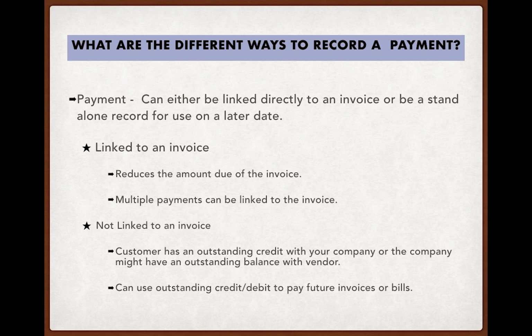What are the different ways to record a payment? Payment can either be linked directly to an invoice or be a standalone record for use on a later date. When a payment is linked to an invoice, it reduces the amount due of the invoice. Multiple payments can be linked to the invoice. When a payment is not linked to an invoice, the customer has an outstanding credit with your company, or the company might have an outstanding balance with a vendor. You can use outstanding credit or debit to pay future invoices or bills.